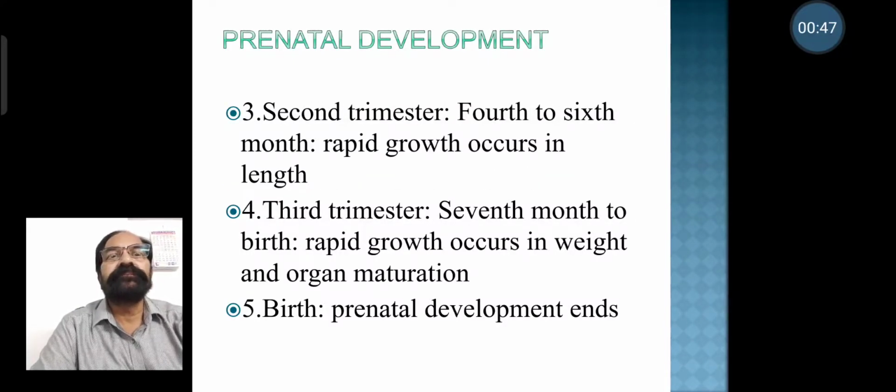Second trimester, from 4th to 6th month. In this, there is rapid growth of length of the fetus. Then third trimester, that is from 7th month to birth. Rapid growth occurs in weight and organ maturation. And birth. So prenatal development ends with birth.